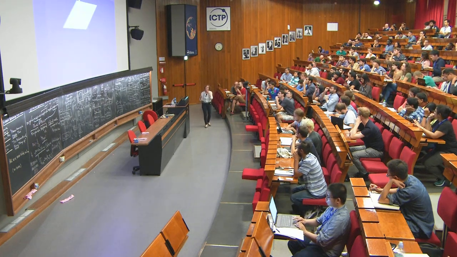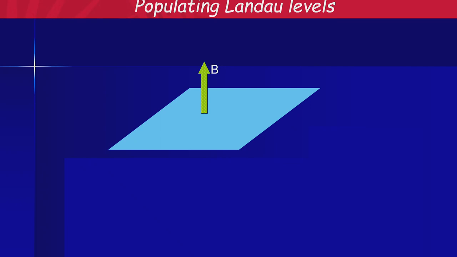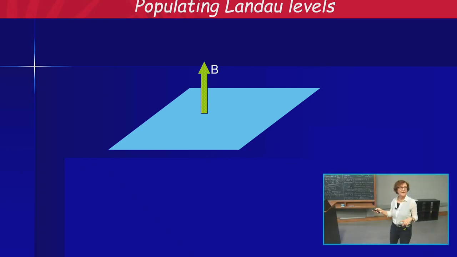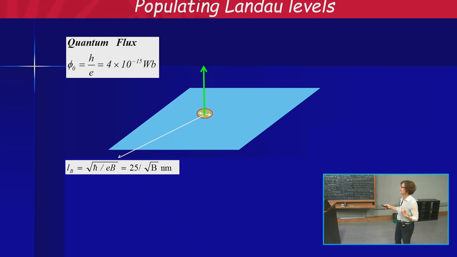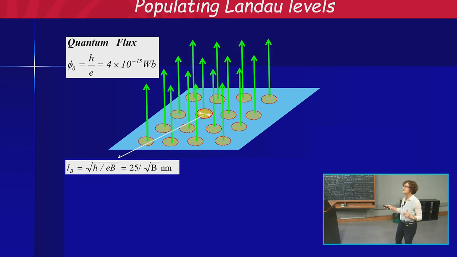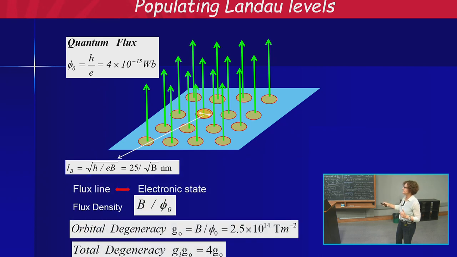Okay, so how do we populate Landau levels? Let's say that I have a two-dimensional sample and a perpendicular magnetic field. If I want to throw in electrons, I have to remember that the wave function has to be single-valued. A very nice way to interpret that is to break up the magnetic field into flux lines. Instead of one magnetic field, I'm breaking up the same flux into this array of flux lines. Each one takes up a circle whose radius is the magnetic length, 25 nanometers over square root of B. Each one carries a fundamental unit of flux.